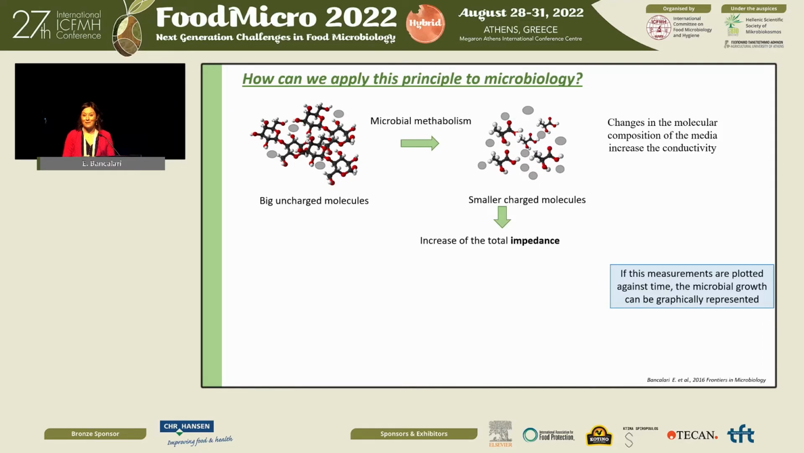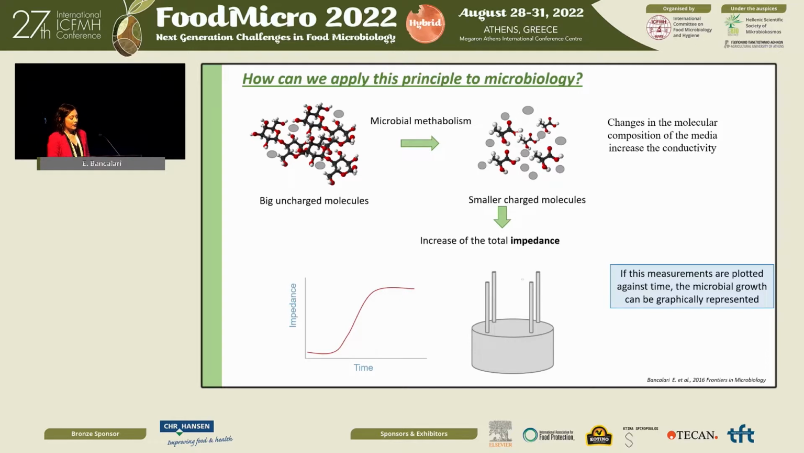But how can we apply this method to food microbiology? In a very simple way, because it's well known that during bacterial growth, they break down big uncharged molecules into smaller and charged ones, and all these changes together lead to an increase of the total impedance in the growth medium. So then, if we plot this measurement against the incubation time, the microbial growth can be graphically represented, but also measured.